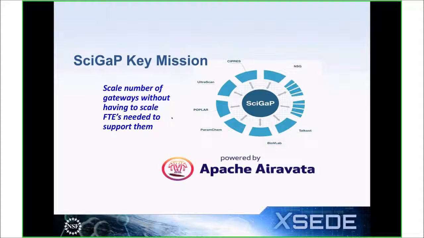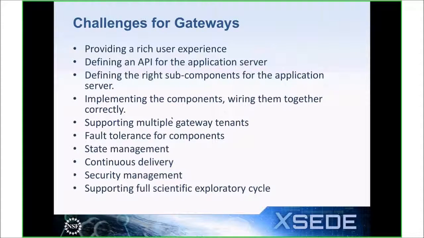So the key mission of SciGap is how can we help the gateways scale operationally? Because typically it takes half an FTE to an FTE to operate a gateway and keep maintaining it, how can we make 1 or 2 FTE support a few dozen gateways? To do that, we really need to get into the details. I'll skip that for this context. Maybe we'll have a detailed talk on the gateway community forum in a future call.